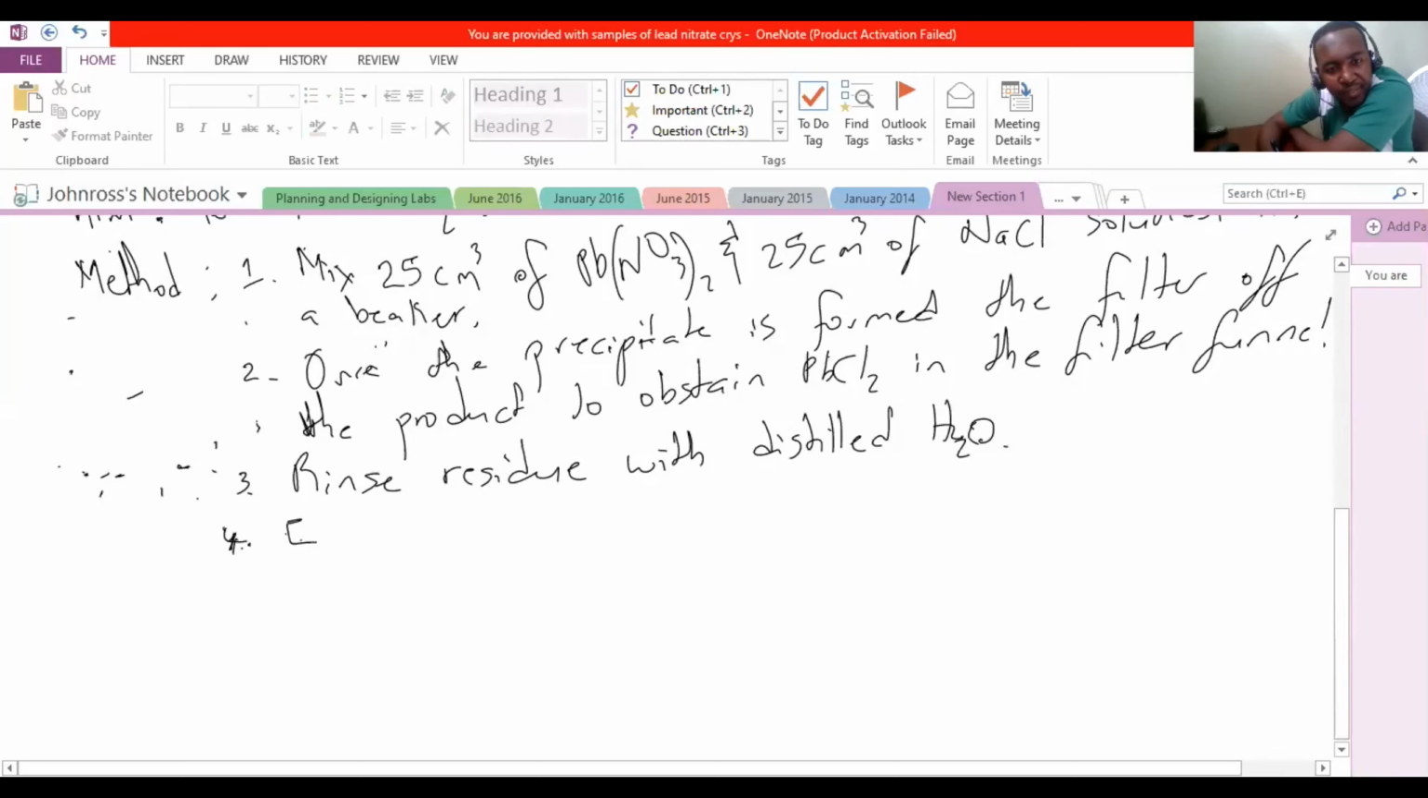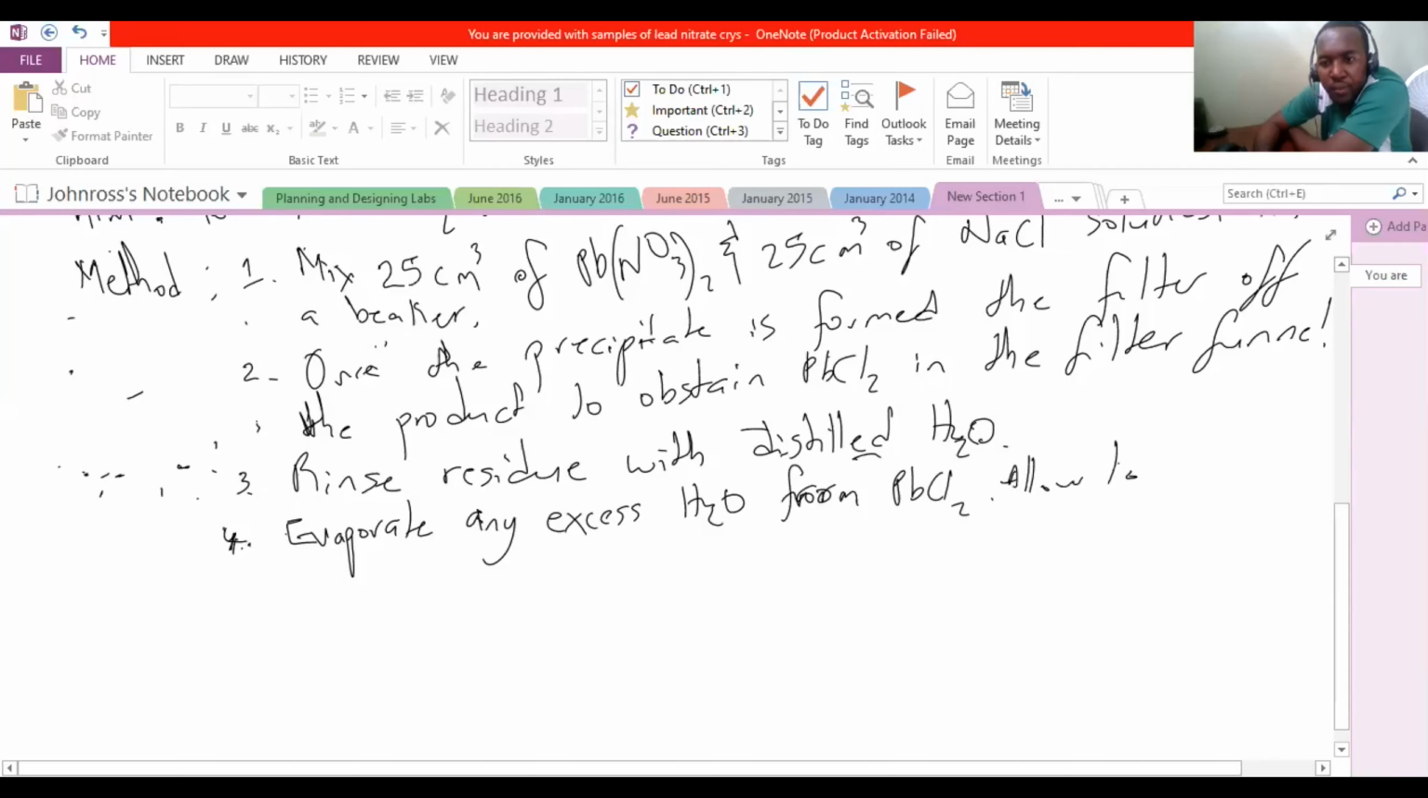So you're going to evaporate any excess water from the salt, from the PbCl2. All right? And then we allow it to cool, to get the crystals. And that's our method.